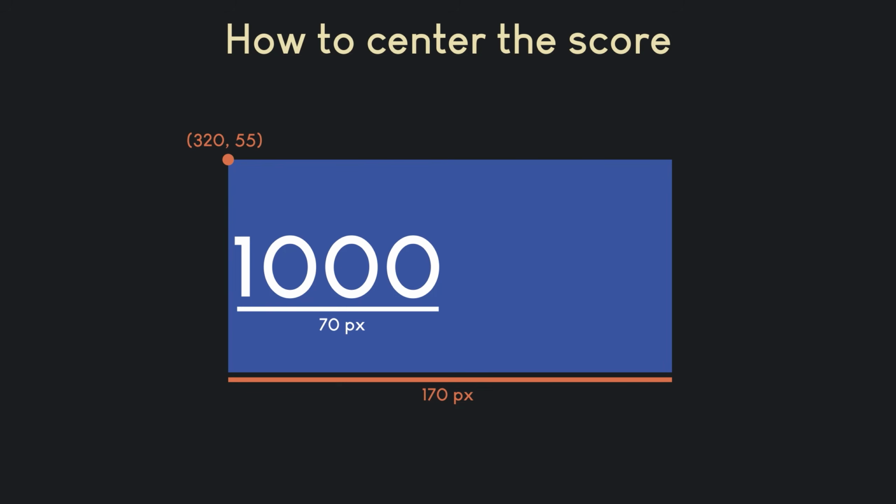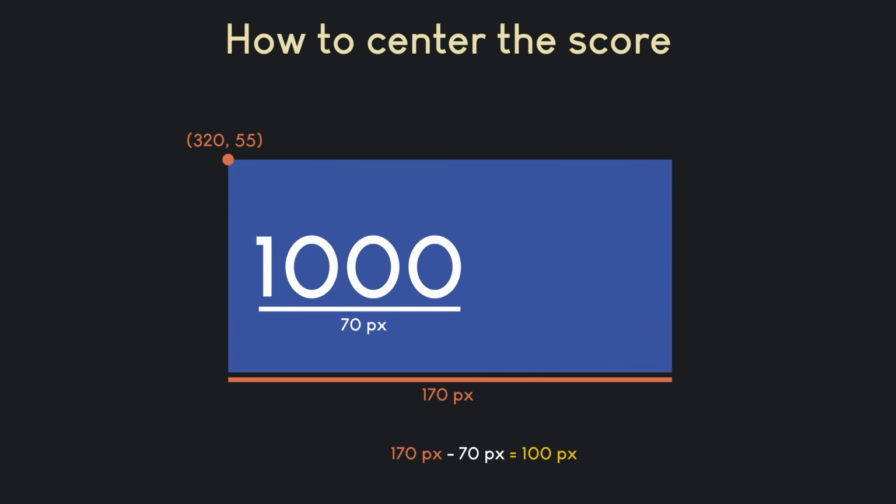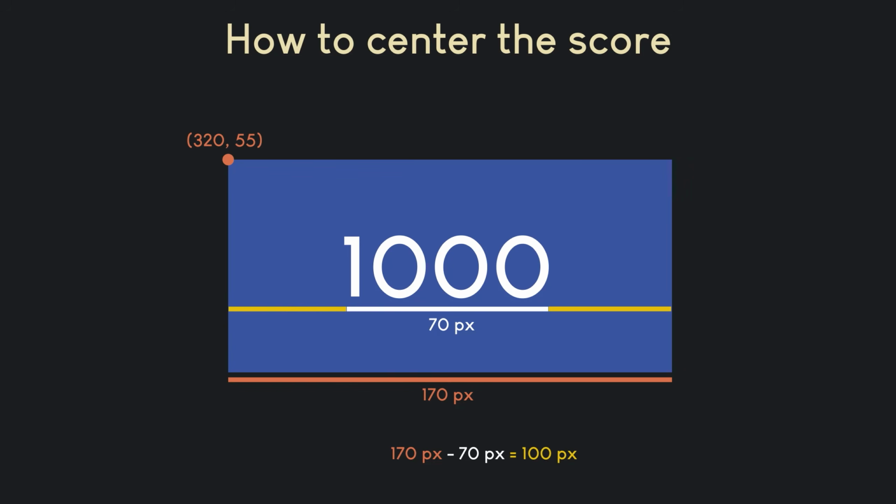Let's say it is now 70 pixels. By subtracting the text width from the rectangle width, we are left with the empty space in the x-axis, 100 pixels in this case. To center the text, we must evenly distribute this space to the left and the right of the text by dividing the empty space by 2. So we need 50 pixels to the left and 50 pixels to the right. If we add 320 pixels to the resulting number, 50, we get the x-coordinate of the top left corner of the text object, which in our case is 370.